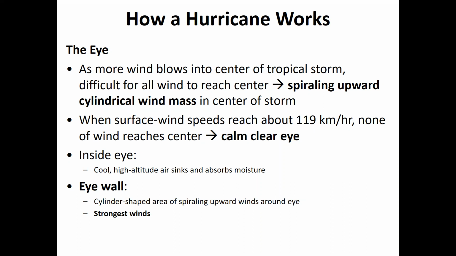The wind spirals up in a cylinder around the center, and it creates this calm, clear center known as an eye. So it's when the wind speeds reach 119 kilometers per hour that an eye develops. And once the tropical storm develops an eye, it's then considered to be a hurricane. Inside the eye, there's cool high altitude air that sinks and has absorbed some of the moisture. The eye walls, where the air is spiraling and moving up in this cylinder shape, that's where the strongest winds exist.